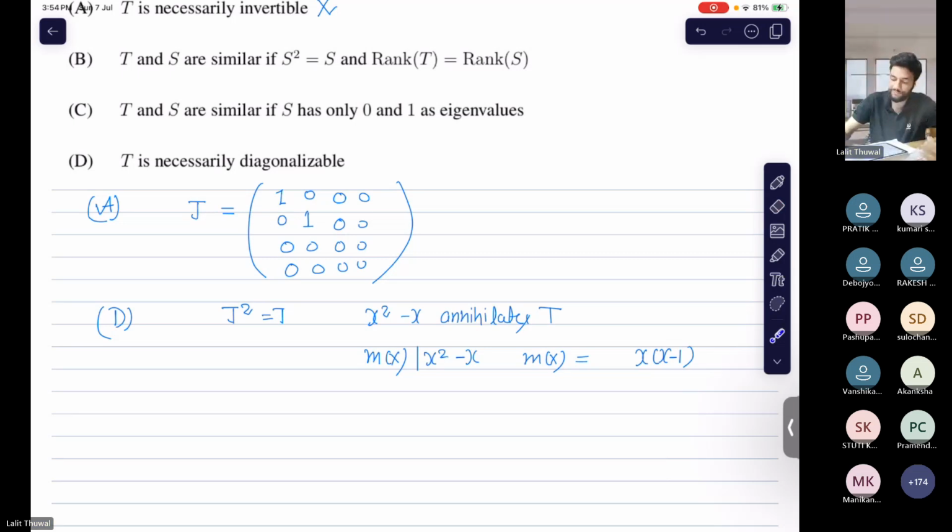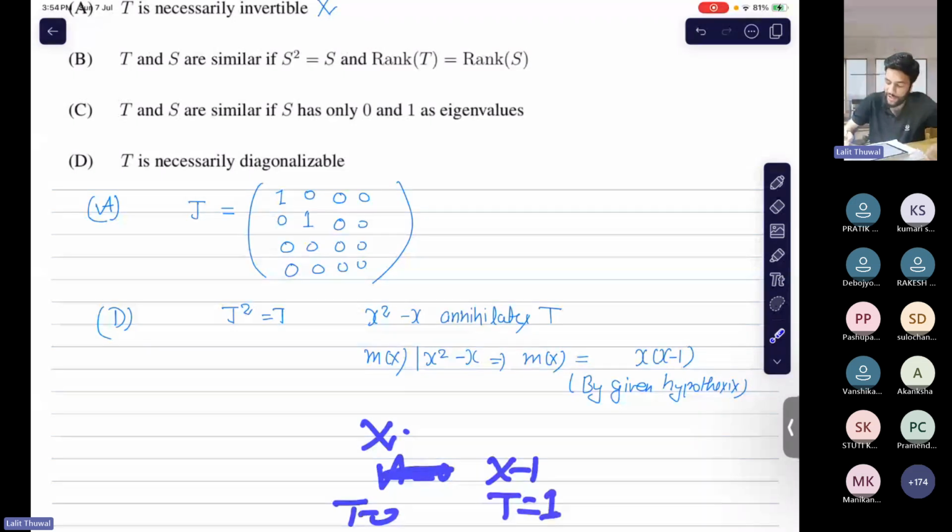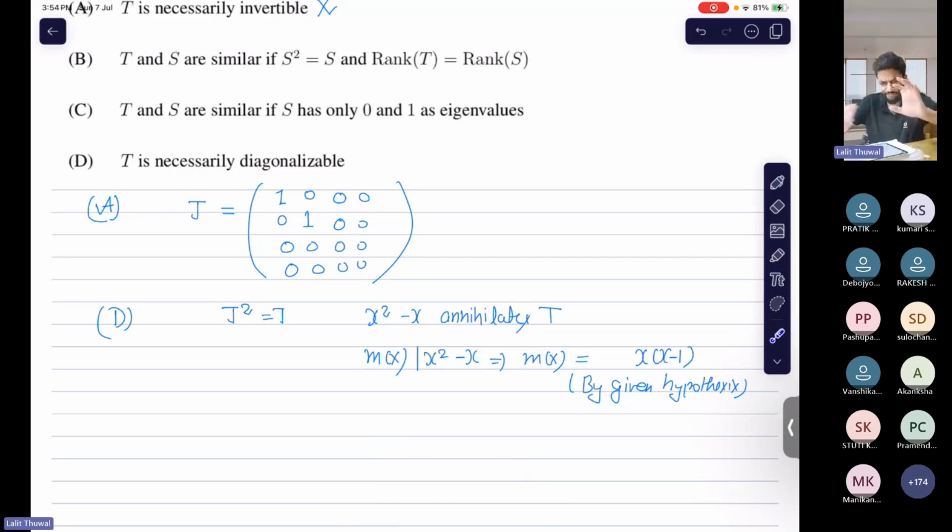Why? Let me tell you. By the given hypothesis, because if it is x, then T equals 0, which is not so, because T is non-zero, non-identity. If it is x minus 1, then T is equal to identity, which is contrary to the hypothesis. So the minimal polynomial must be this. So it is a product of distinct linear factors again. So T is diagonalizable.